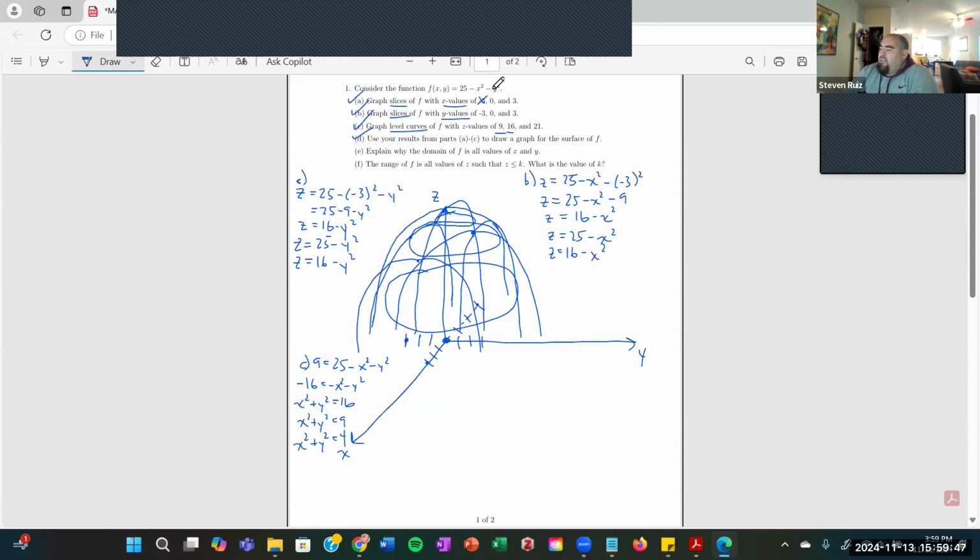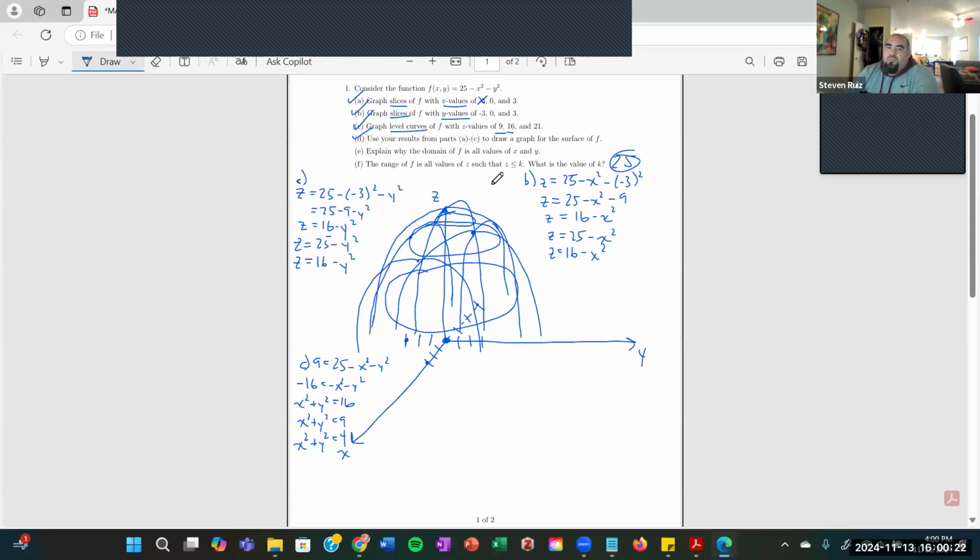You can also get a sense of that by looking at this definition. 25 minus x squared minus y squared. X squared can never be negative. It's going to be 0 or positive. Y squared, same thing. So you've got 25 and you're subtracting these two values that have to be at least 0. So because of that, this value of K is 25.